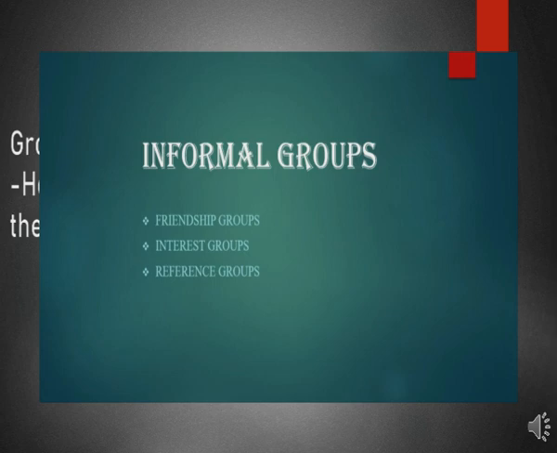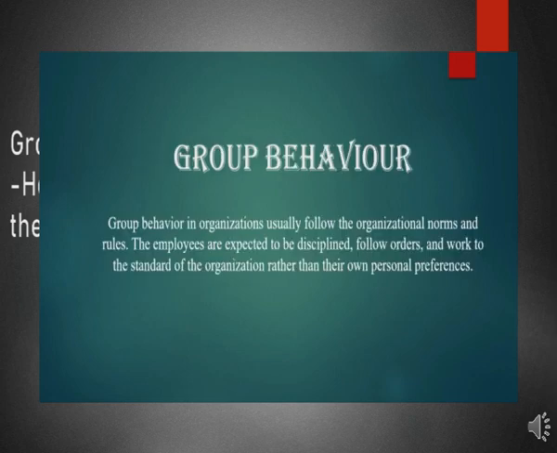Friendship group. An informal social network formed within an organization is referred to as a friendship group. Interest group. A group of individuals may belong to the same organization, but their interest in a particular issue binds them together. Reference group. Referencing is a special type of informal group that people use to evaluate themselves. A reference group need not be a real group that meets regularly. It can be an imaginary group.